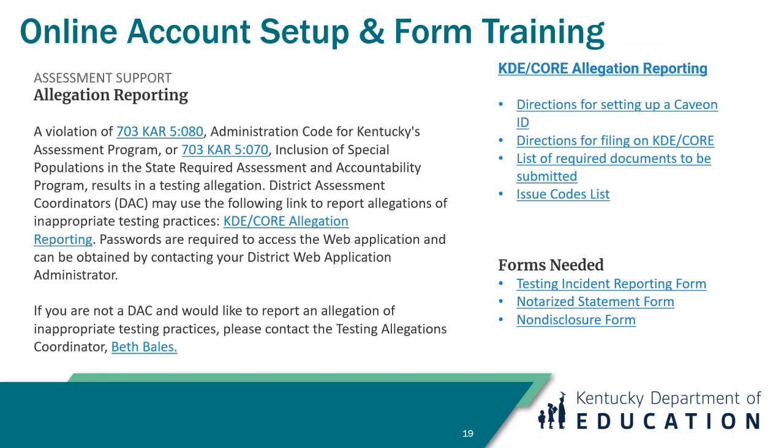The link to the Cavion account and Cavion directions can be found on the KDE website on the Assessment Support Allegations Reporting page. There is also a video posted to the KDE website on the Assessment Support Allegations Reporting page that walks DACs through the process of setting up Cavion Core ID, if they have not already done so. To access the Cavion account and find detailed instructions for its setup, DACs can conveniently navigate to the Assessment Support/Allegation Reporting page on the KDE website. This page serves as a centralized hub, providing easy access to the necessary resources and information related to allegation reporting.